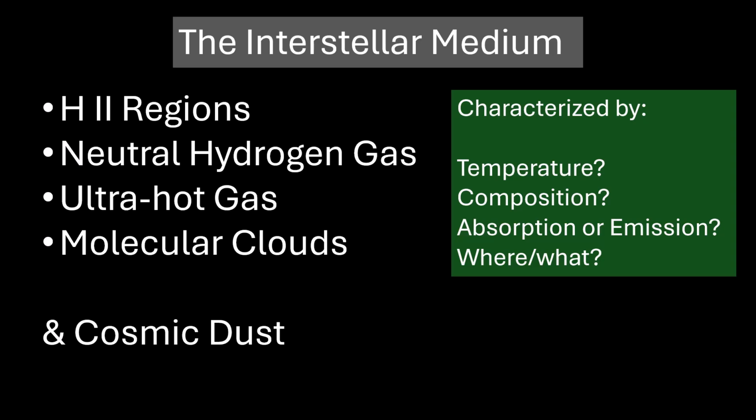So the first region we're going to look at are called H2 regions, that is Roman numeral 2. And the Roman numeral 2 indicates that it is ionized hydrogen.